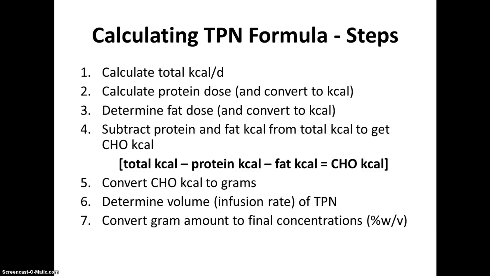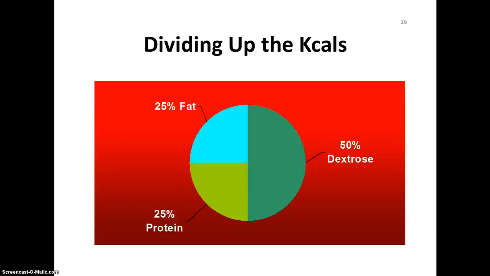Then number 3, we determine the fat dose, and then we can convert that to kilocalories. So how do you come up with the fat dose? Well, one way would be to use this guideline, and generally anywhere from 10 to 30% of your total kilocalories provided as fat will provide adequate fat macronutrient to the patient.